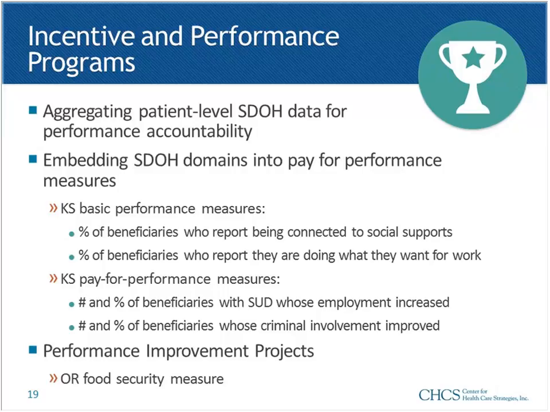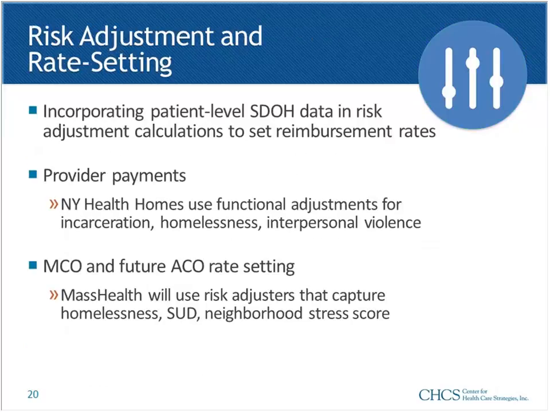Next slide. A few states we interviewed are using SDOH information in their risk adjustment methodology and rate setting calculations. For example, the New York Medicaid Health Homes Program, which serves beneficiaries with chronic conditions and or serious mental illness, uses a functional assessment questionnaire. It's called the HML, or High, Medium, Low Functional Assessment Questionnaire, that asks beneficiaries about their experience with incarceration, homelessness, and interpersonal violence to determine provider reimbursement rates based on patient acuity level.